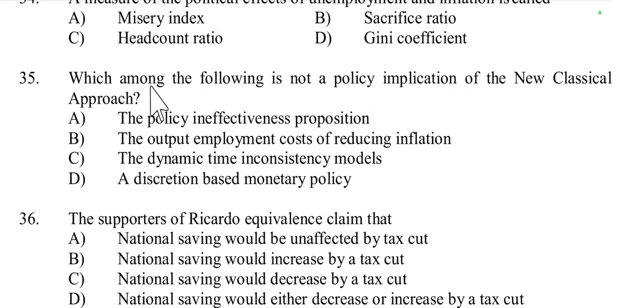Then come to question number 35. Which among the following is not a policy implication of the new classical approach? The policy ineffectiveness proposition, the output employment cost of reducing inflation, the dynamic time inconsistency models, the discretion based monetary policy. So the right answer is the discretion based monetary policy. It is not a policy implication of the new classical approach, but all others are. New classical economics advocates rules based policies, not discretionary ones, because of the policy ineffectiveness proposition due to rational expectation and time inconsistency. So option D is the right answer.